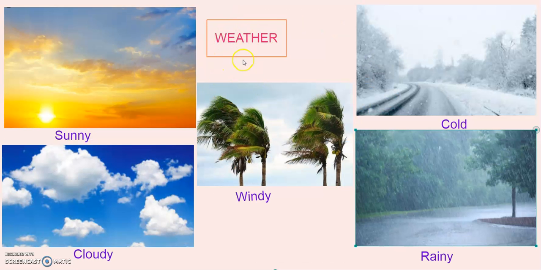Now let's see what weather is. The state of the atmosphere according to the temperature, wind and rain is called weather. You will see many weather conditions throughout the day. The weather changes hour to hour or day to day. Sometimes the sky is sunny. Sometimes it will be cloudy. Sometimes it is windy, and sometimes it is cold and rainy. We will see all these weather conditions throughout the day.